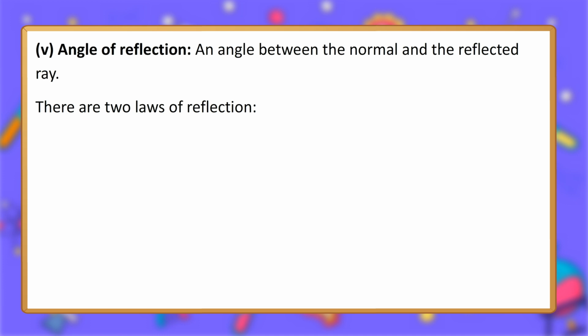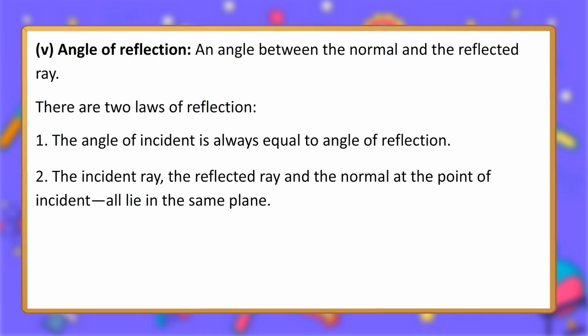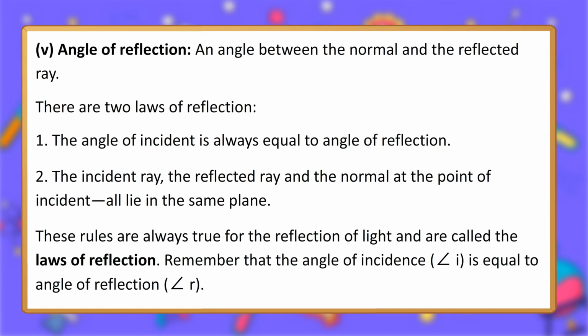There are 2 laws of reflection. 1. The angle of incidence is always equal to the angle of reflection. 2. The incident ray, the reflected ray and the normal at the point of incidence, all lie in the same plane. These rules are always true for the reflection of light and are called the laws of reflection. Remember that the angle of incidence, angle I, is equal to the angle of reflection, angle R.